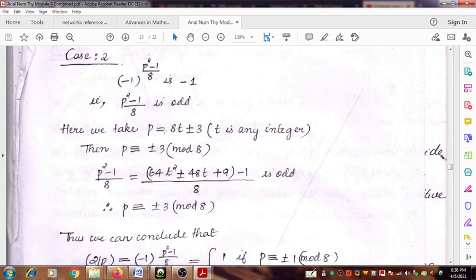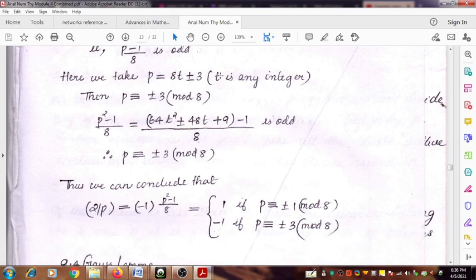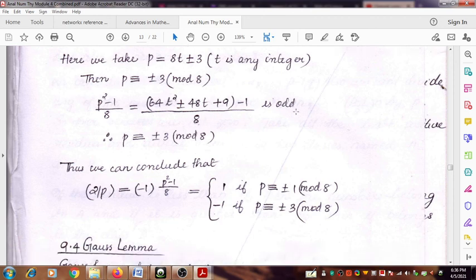So in this case you can take p is equal to 8t plus or minus 3, where t is some integer, and therefore we can write p is congruent to plus or minus 3 mod 8. Corresponding to this choice of p, you can find p square minus 1 divided by 8: when p square is substituted and expanded, we get this quantity, and then 1 is subtracted. After that, this quantity is divided by 8, and since this quantity is odd, we get that.